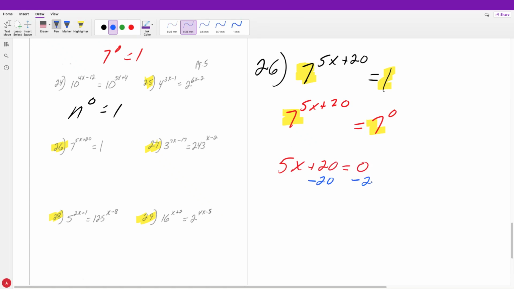And now I just solve for x. I subtract 20 from both sides. So 5x is equal to negative 20. Divide by 5. So x is equal to negative 4.